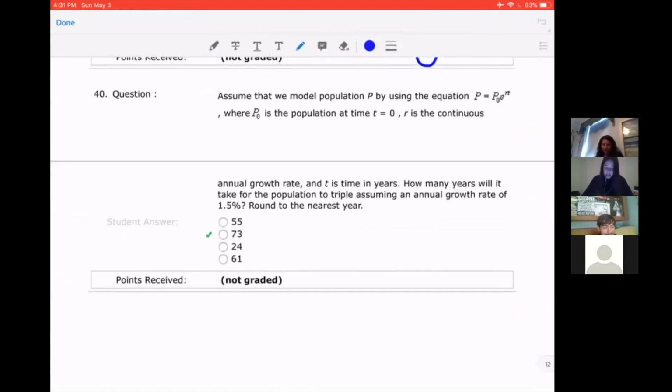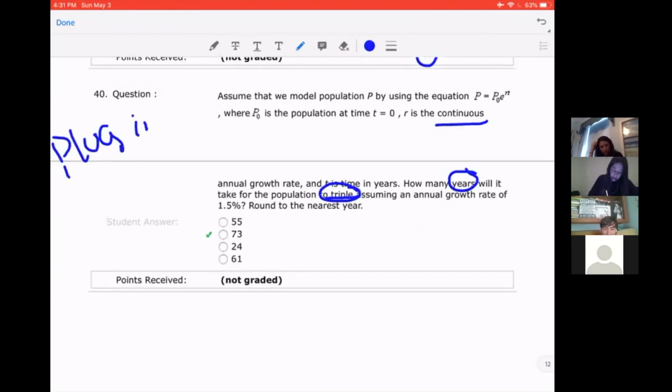All right, assume that we model population P by using the equation P equals P sub 0, e to the RT, where P sub 0 is the population at time T, R is the continuous annual growth rate, T is the time in years. How many years will it take for the population to triple, assuming an annual growth rate of 1.5? All right, so what we're gonna have to do here is plug in values. First of all, let's make sure that we start with the right equation. They already tell us this.